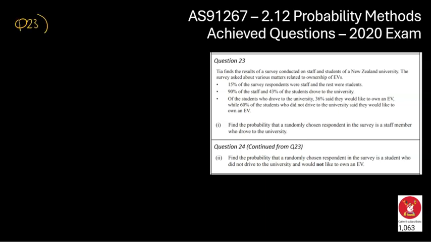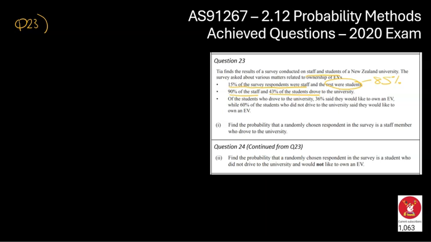But question 23. So Tia finds a result of a survey conducted on staff and students at the university. The survey asked various matters in relation to ownership of EV electric vehicles. 15% of the survey were staff and the rest were students, so that means it would be 85% students. 90% of the staff and 43% of the students drove to university. Of the students who drove to university, 36% said they would like to own an EV, while 60% of students said they would like. Okay, so let's figure out the question.